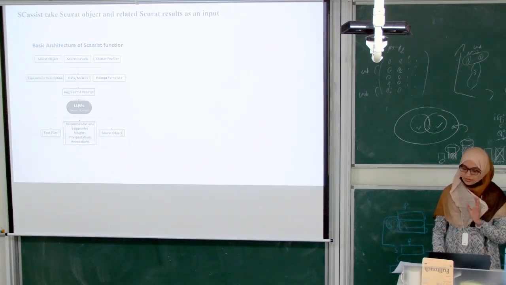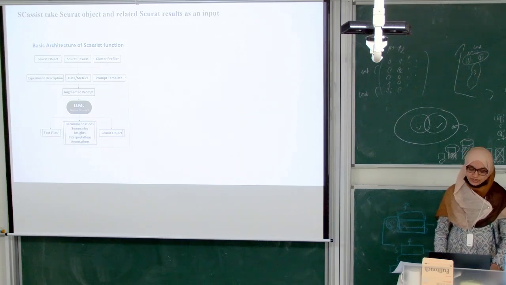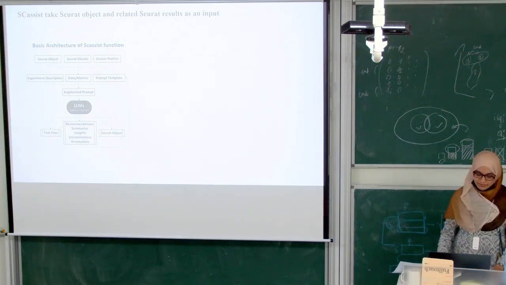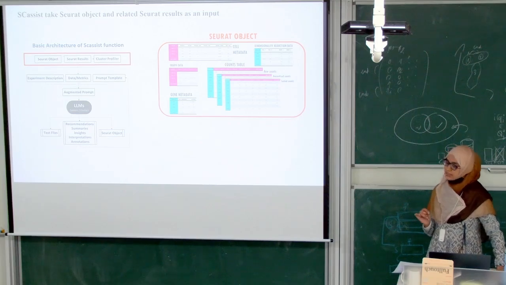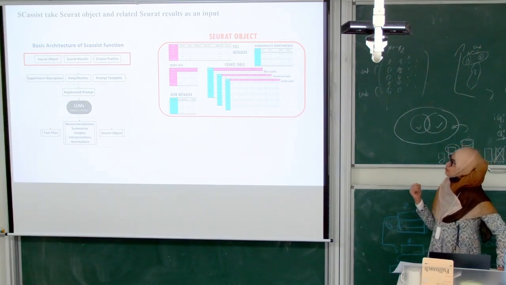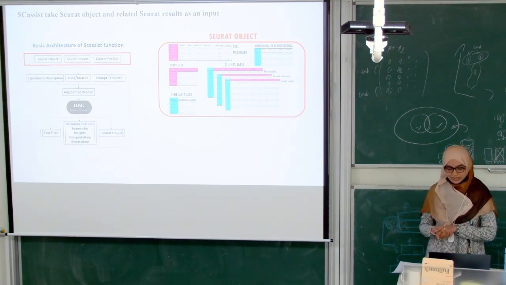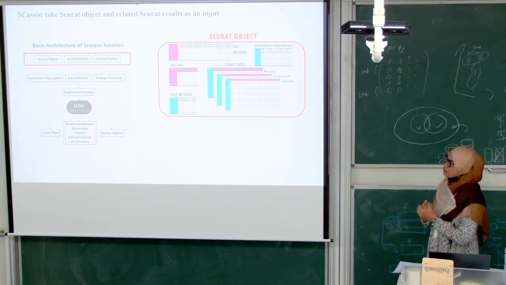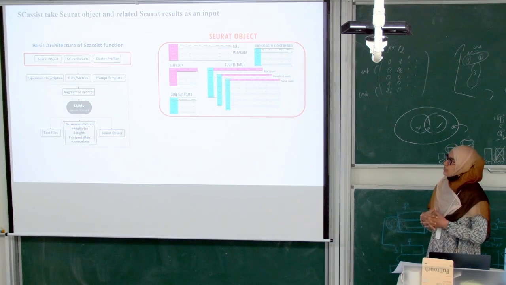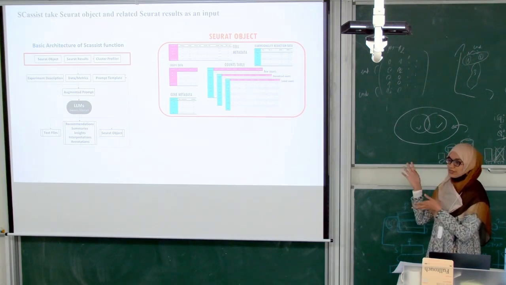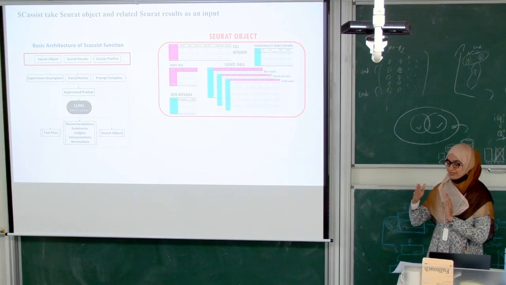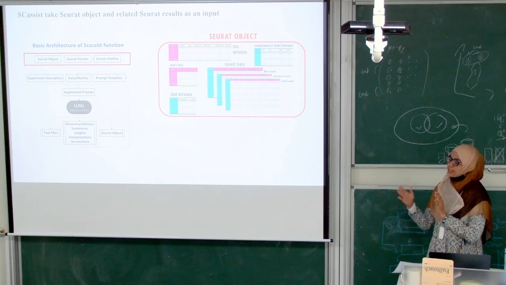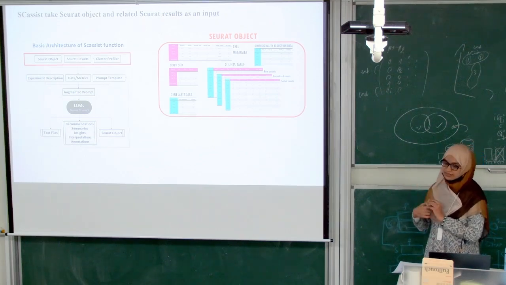Most of the functions have almost similar architecture, so I will explain the basic architecture of how a SingleCellAssist function works. Basically it takes the Seurat object as the input, because it is using the Seurat package for the workflow. If anyone doesn't know, a Seurat object is a kind of data structure used in R to save the single cell related information, and it saves all kinds of results. If we go with the flow, it saves every step's output in it.